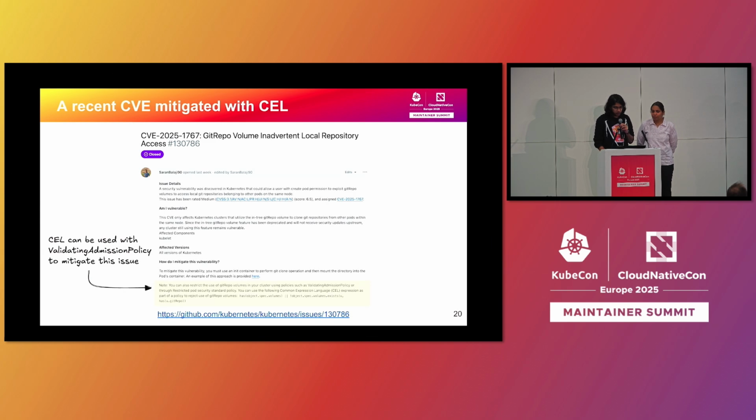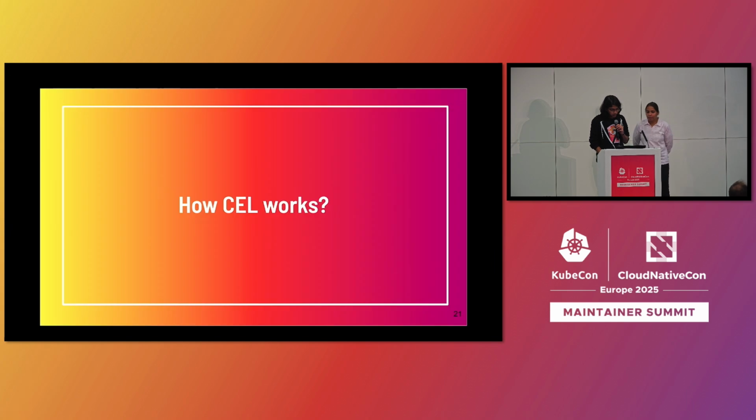Also, we wanted to give a shout out to a recent CVE which was reported, which has something to do with Git repo volumes. One of the suggested ways to mitigate the CVE was to use validating admission policy. Validating admission policy uses CEL rules to write custom validation rules. Instead of using a validation webhook, we can do that natively in the API server with validating admission policies. So we wanted to give a shout out to that.